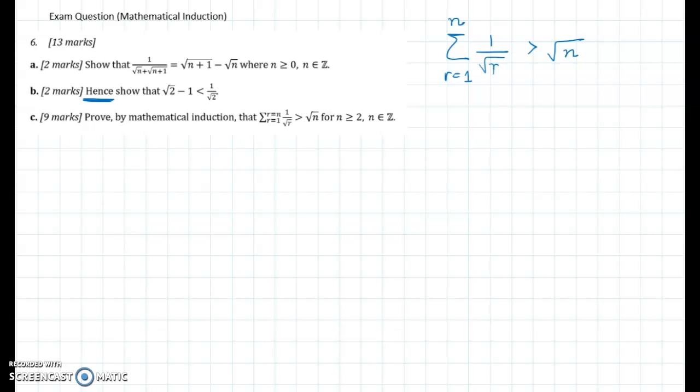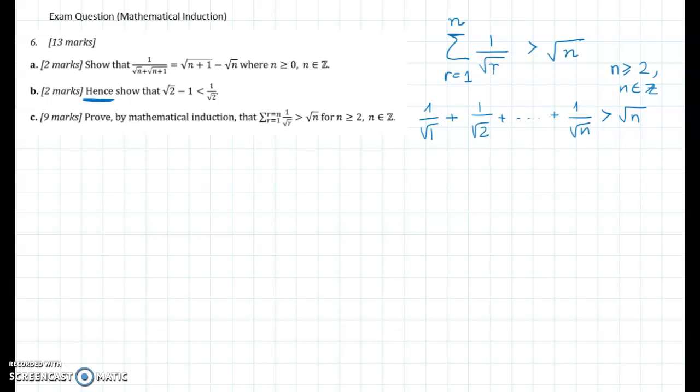I can write this using, instead of the sum notation, just dot dot dot. When r is equal to 1, I'm going to have 1 over square root of 1 for the first term. For r equals 2, we're going to have 1 over square root of 2, and we keep summing like that. The last term is going to be 1 over square root of n. We want to see that that's greater than the square root of n, and we want to see that this is true for n greater or equal than 2 and n an integer. So that's what we are trying to prove by mathematical induction.